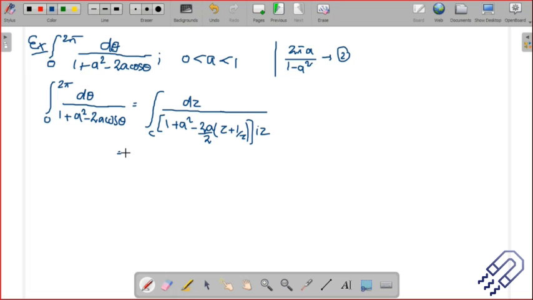Okay, and then if we just write it down as 1. Yeah. So my answer is 2 pi upon 1 minus a square, not 2 pi. Yes, that's the answer: 2 pi upon 1 minus a square.